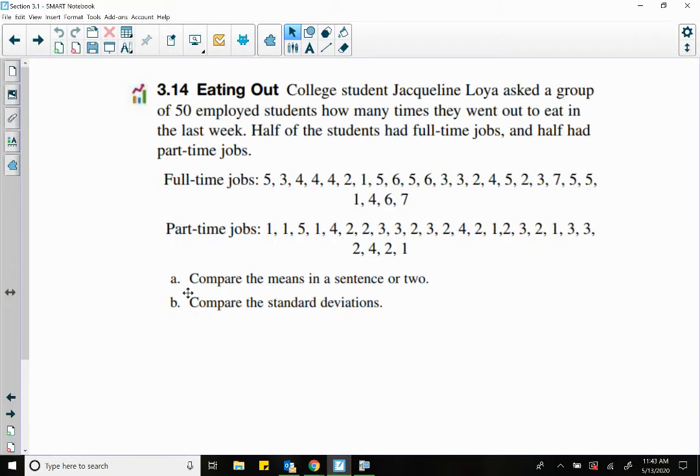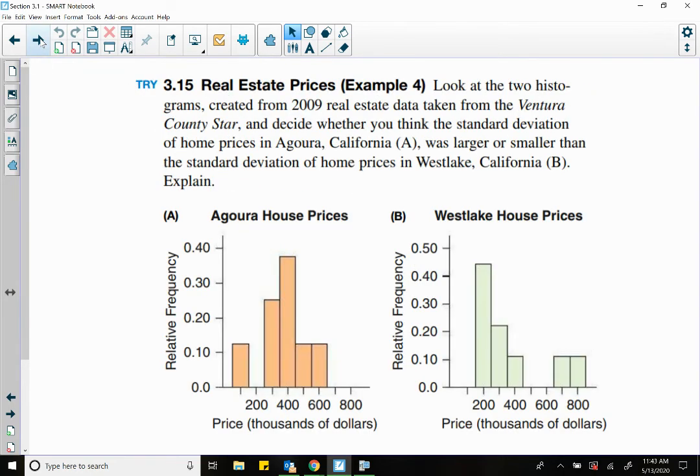So going back to our problem, we found the two means, we found the standard deviations, and we talked about it. In here, the full-time people on average ate 4 meals a week, where the part-time people ate 2 meals out a week. So full-time ate out during the week more than what the part-time did. Standard deviation, there was more variance with the full-time because they had a larger standard deviation than the part-time. So there we go. All right.